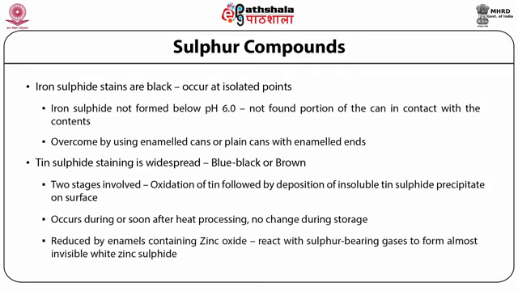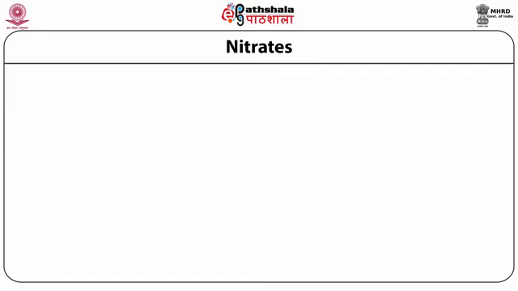It may be reduced by using sulfur resistant enamels into which quantities of zinc oxide or carbonate are added before being applied to the plate surface. This reacts with sulfur bearing gases to form almost invisible or white zinc sulfide pigments, which are generally not objectionable to consumers. Next class is nitrates.